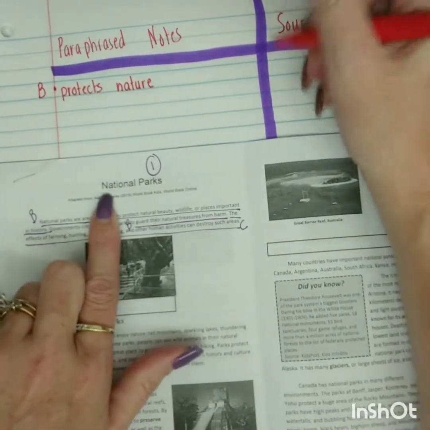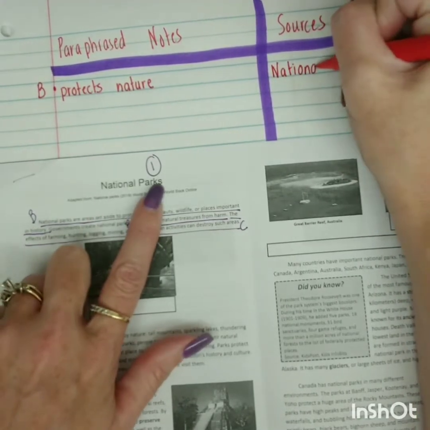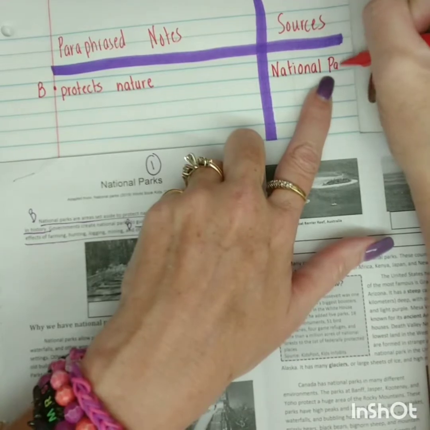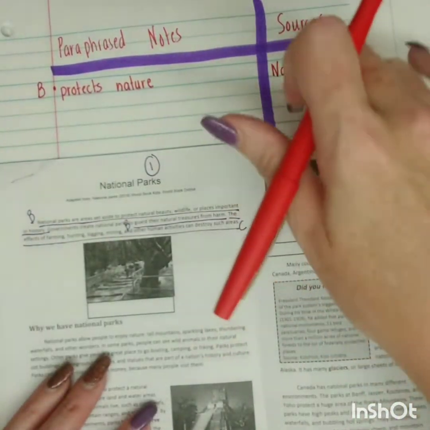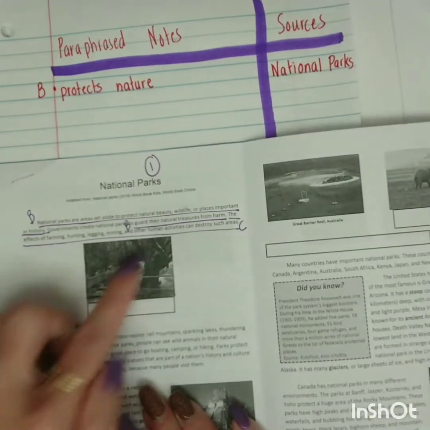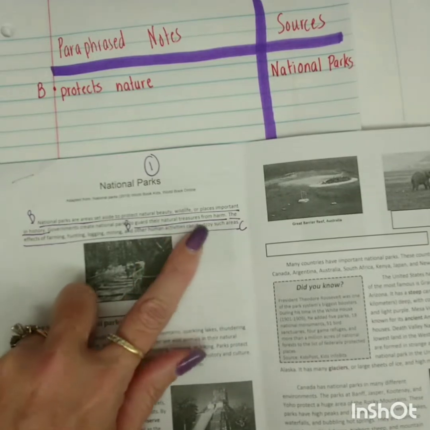Now for the source, you write the title of the source. So this one's national parks. I don't write number 1. That just helps me keep my facts straight and my sources straight, but on my note-taking guide, I need to write the source. All right, so now I'm going to mark my second, or take notes on my second one. They guard their natural treasures from harm.